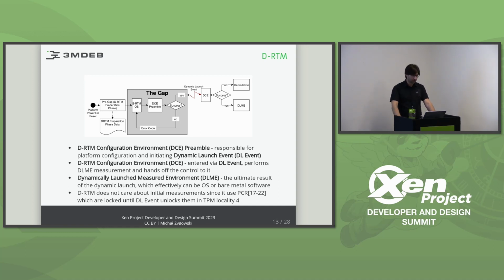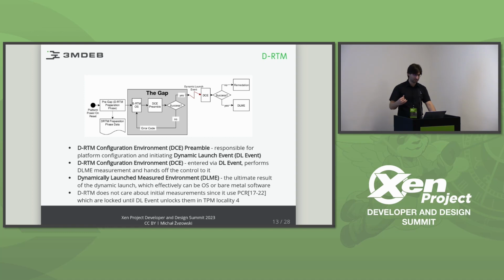And the execution of the dynamic launch event, or initiation of such event, causes the machine to enter the DCE, the DRTM configuration environment. It is the trust anchor that we enter, and it is responsible for measuring the target software we want to run. Typically, this DCE is the most protected thing in the DRTM boot flow, and it is what is important.